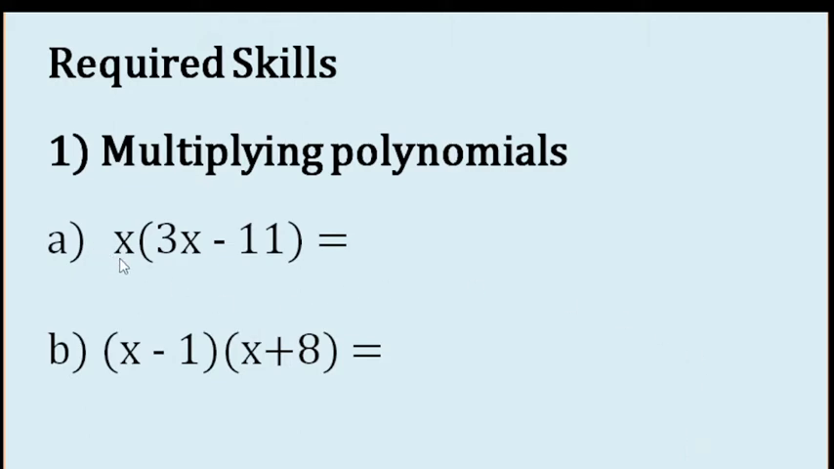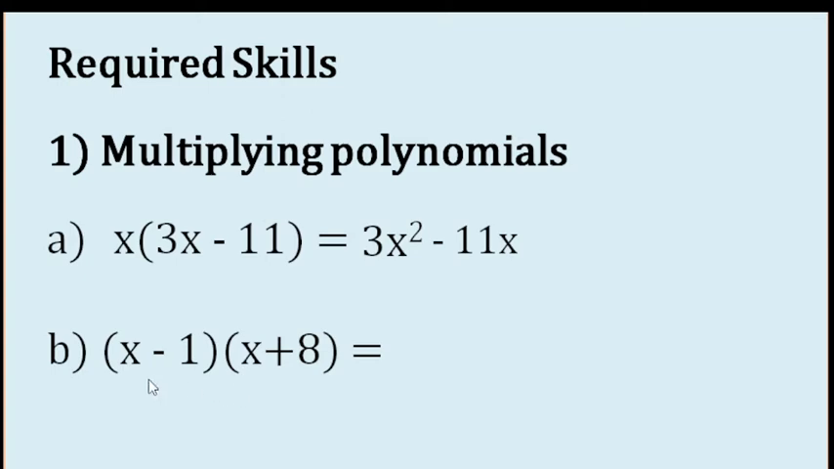To multiply x times the quantity 3x minus 11, we will apply the distributive property of multiplication. So the first thing is we multiply x times 3x, that gives us 3x squared. Then after that, x times negative 11, that gives us negative 11x.